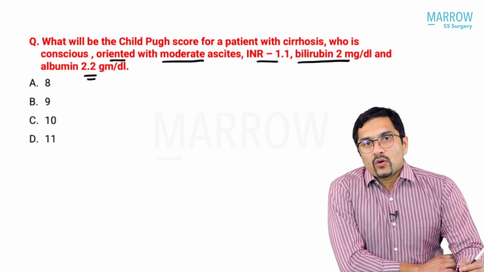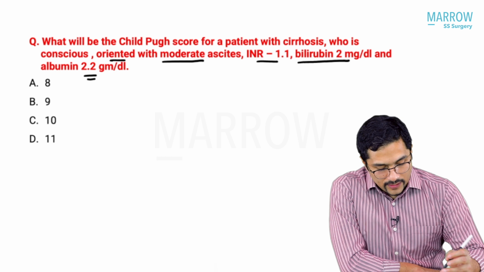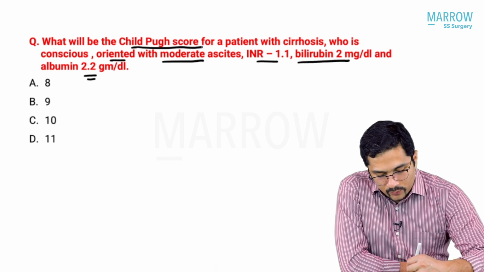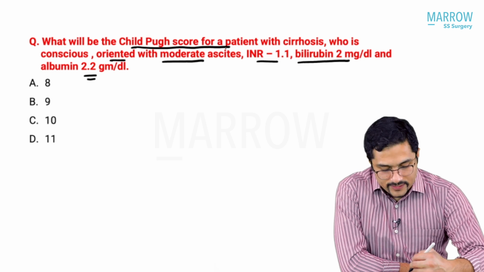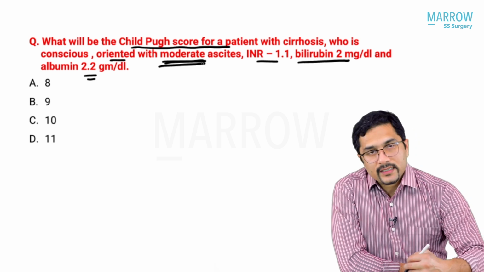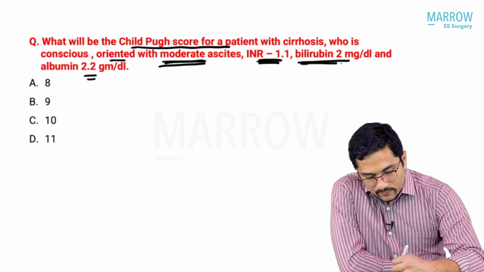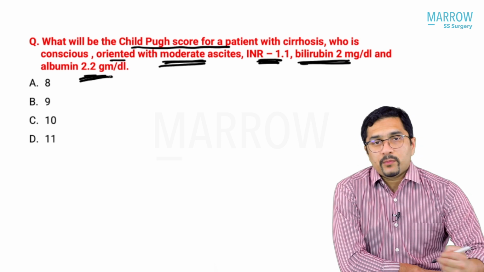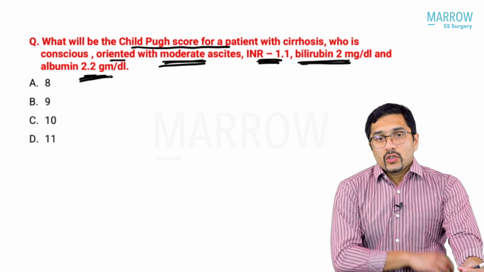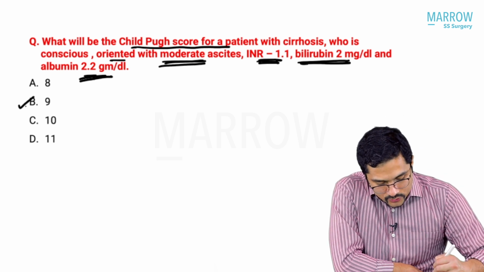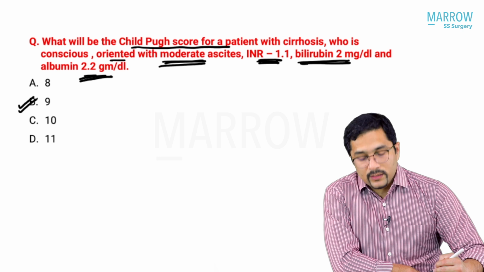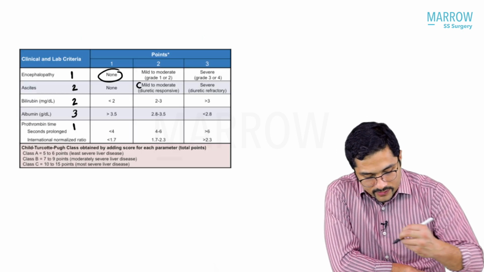So Child-Pugh score is frequently asked in the exam, and they're asking what will be the Child-Pugh score for a patient who has cirrhosis, who is conscious, oriented with moderate ascites. INR is 1.1, bilirubin is 2 and albumin is 2.2. So you need to know all the parameters for the Child-Pugh score. Here the Child-Pugh score is going to be 9. It will turn out to be 9, and I'll just show you how it is 9.